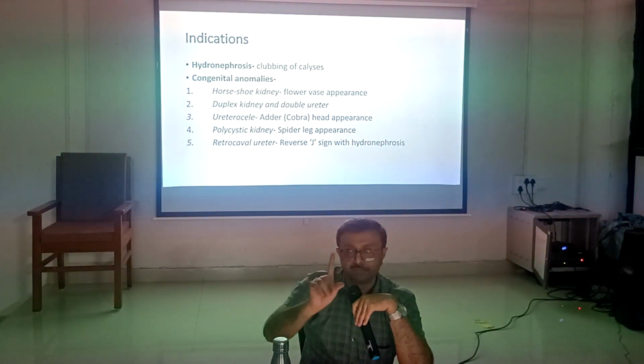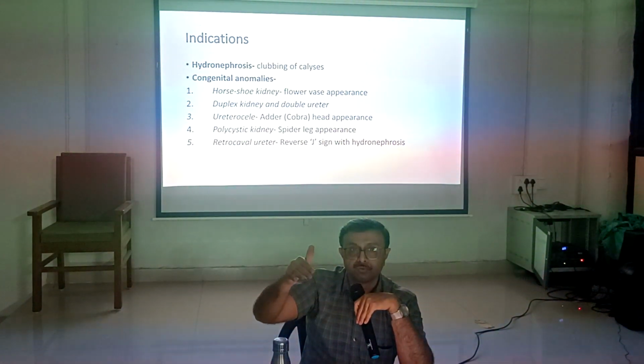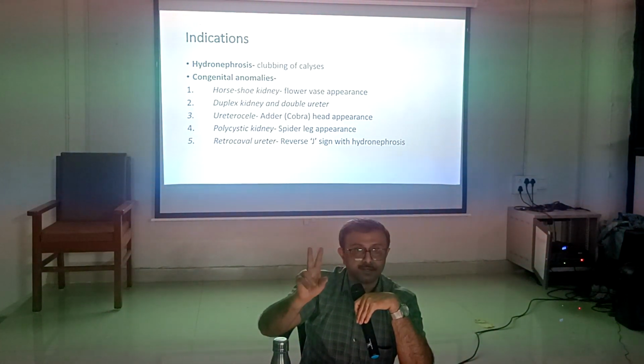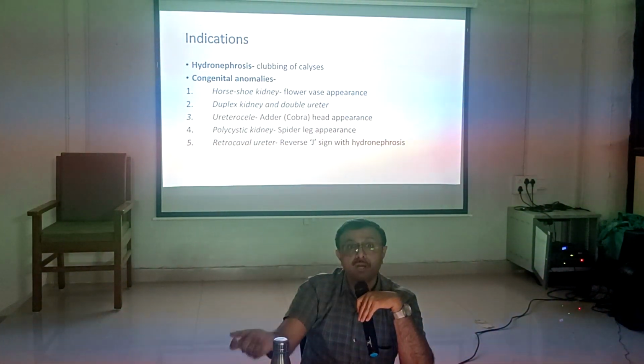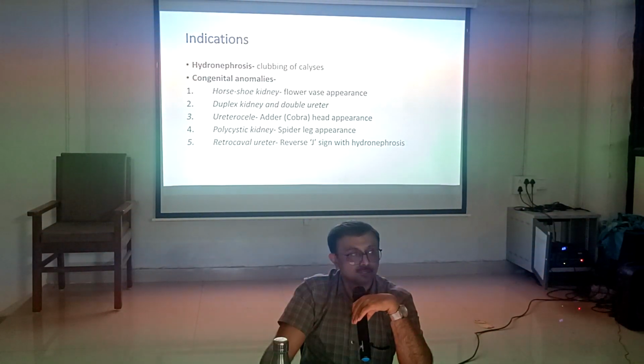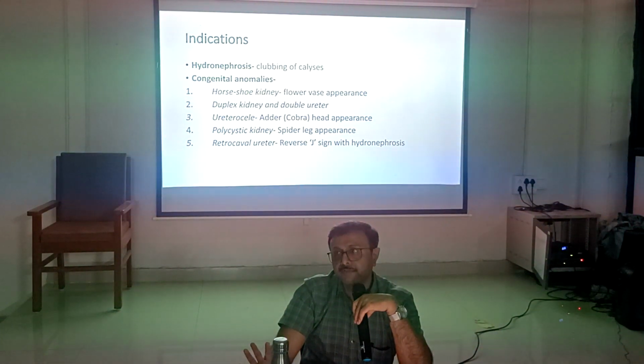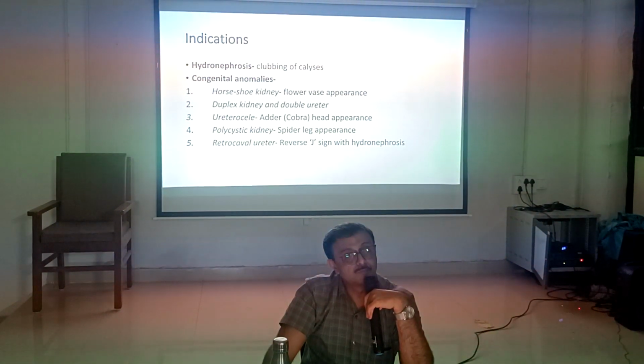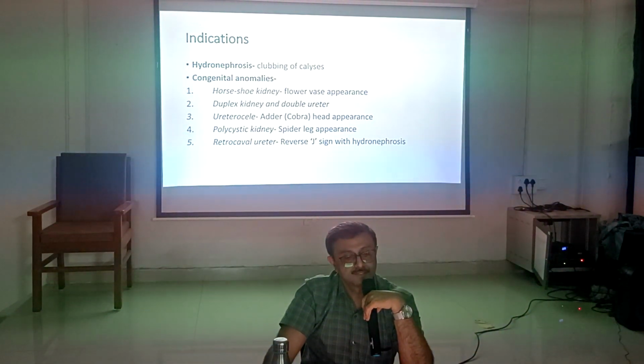Loss of concavity is the first stage. Loss of concavity first, then a straight line, which is the second. And then convexity, which is the third. So this is the ultrasonographic grading of hydronephrosis. It is just clubbing of calyces.